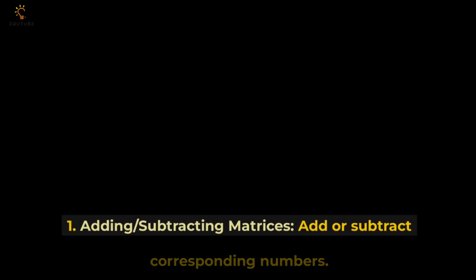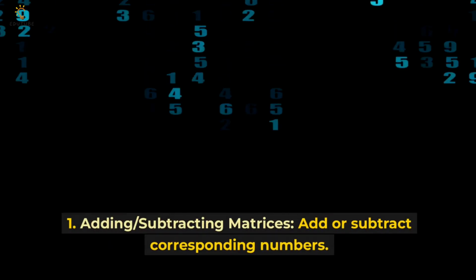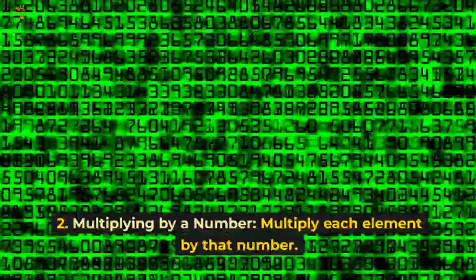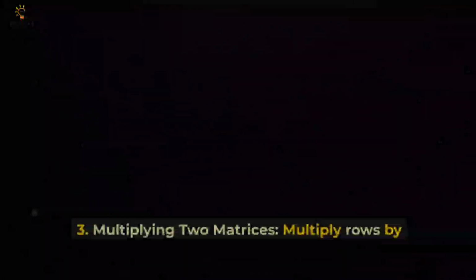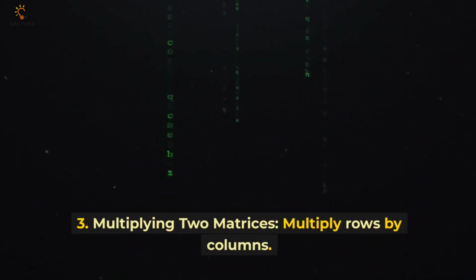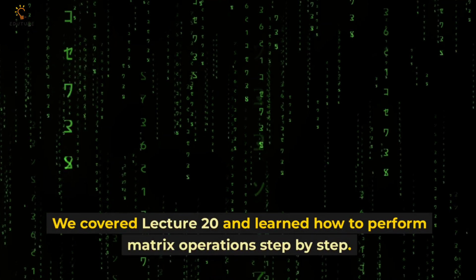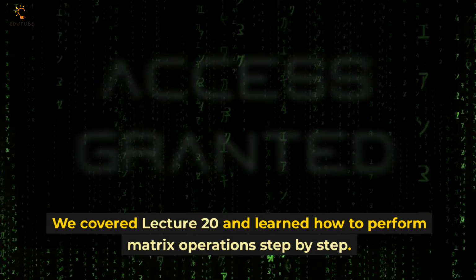Summary. 1. Adding, subtracting matrices, add or subtract corresponding numbers. 2. Multiplying by a number. Multiply each element by that number. 3. Multiplying two matrices. Multiply rows by columns. That's all for today. We covered Lecture 20 and learned how to perform matrix operations step by step.